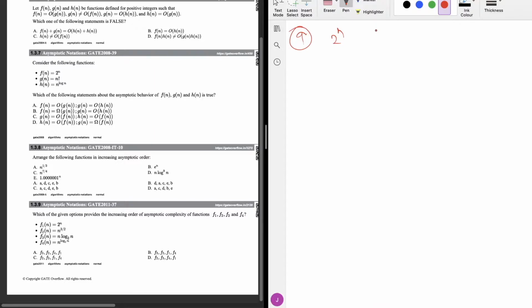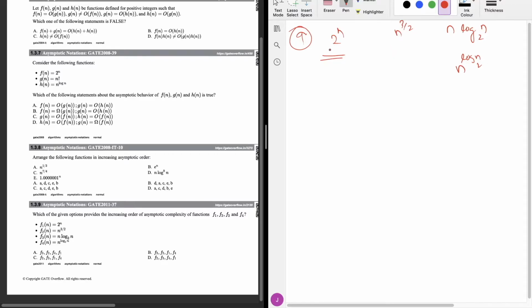f1(n) is given as 2 power n, f2(n) is n power 3 by 2, the third one is n log n base 2, and the fourth one is n power log n base 2. By seeing that, I can get the idea that 2 power n will be greater than all these three, because 2 power n is the exponential term. So f1 should be at the last. That is my guess, but now I have to conclude it by proving it.